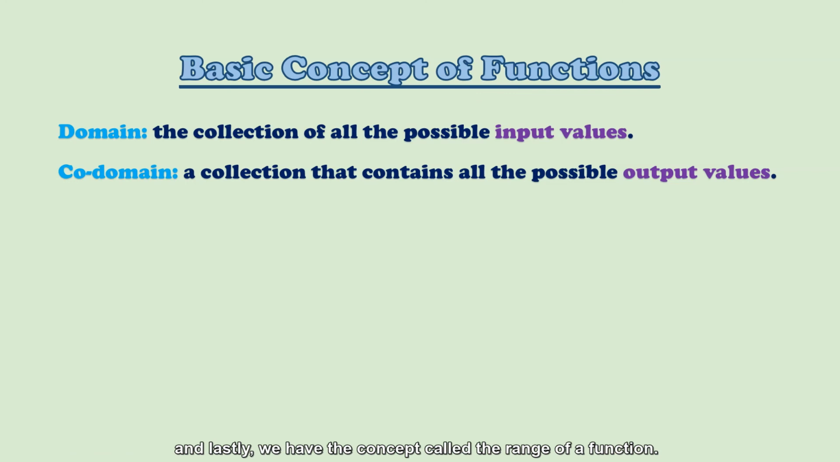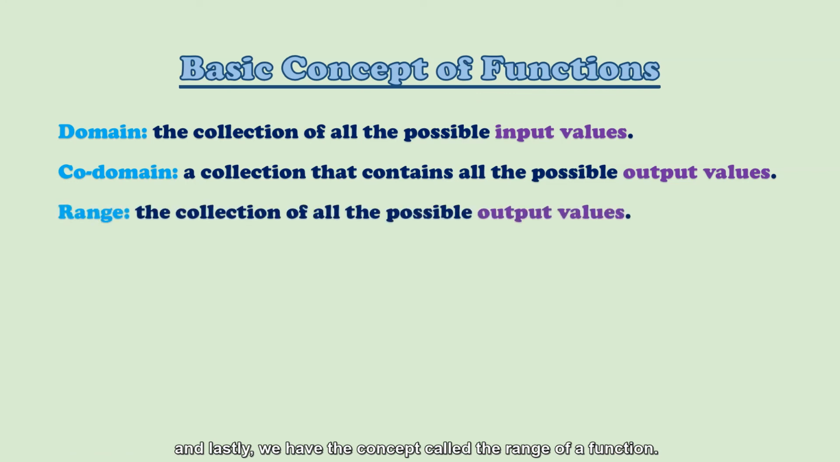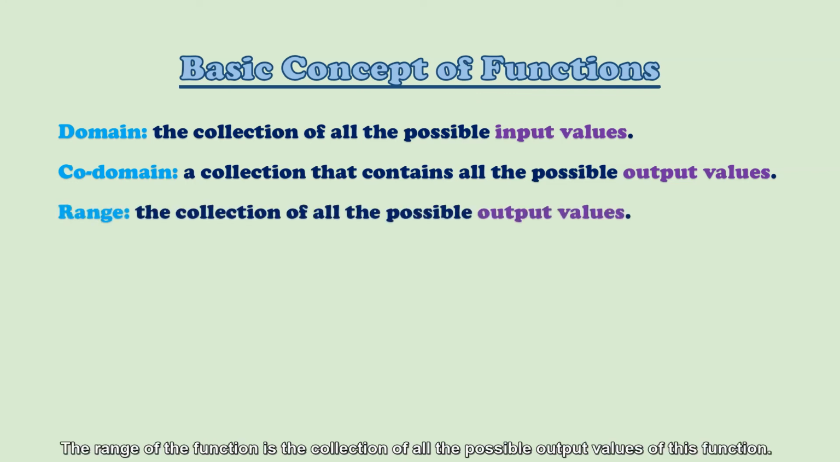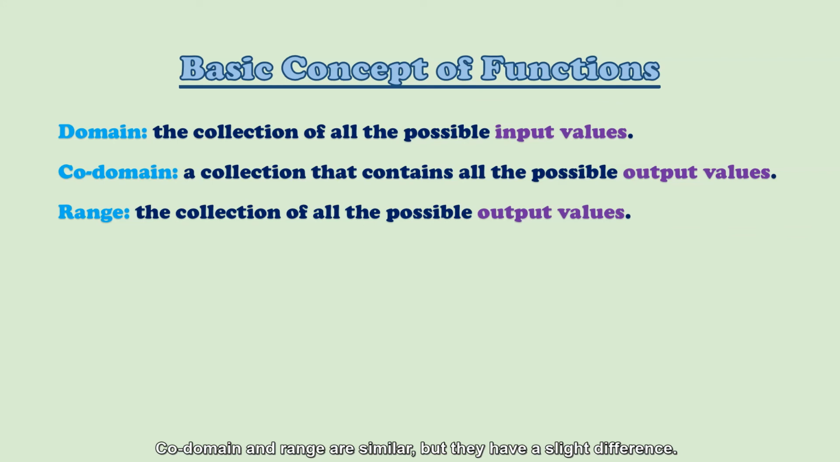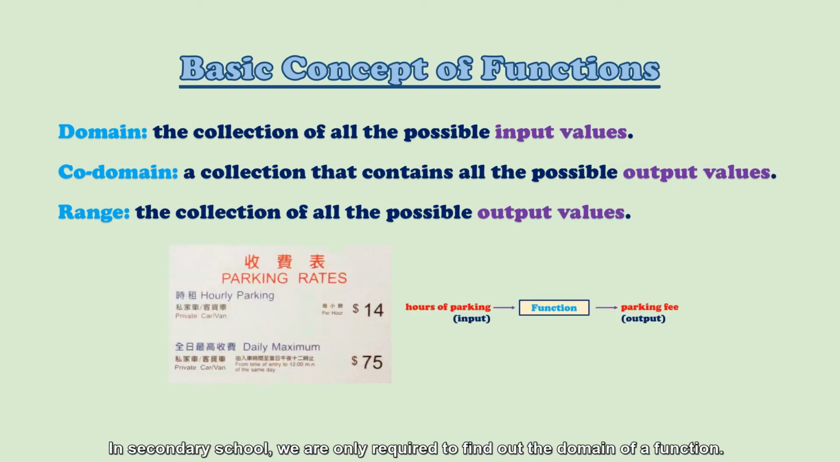And lastly, we have the concept called the range of a function. The range of the function is the collection of all the possible output values of this function. Codomain and range are similar, but they have a slight difference. Basically, we can have more than one codomain, but we can only have one range for each function. In secondary school, we're only required to find out the domain of a function.